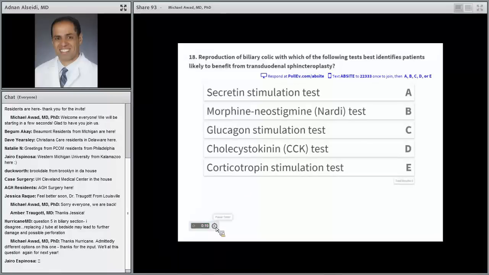18, reproduction of biliary colic with which of the following tests best identifies patients likely to benefit from a transduodenal sphincteroplasty? A, secretin stimulation test, B, morphine neostigmine test, C, glucagon stimulation test, D, CCK test, and E, corticotrophin stimulation test.